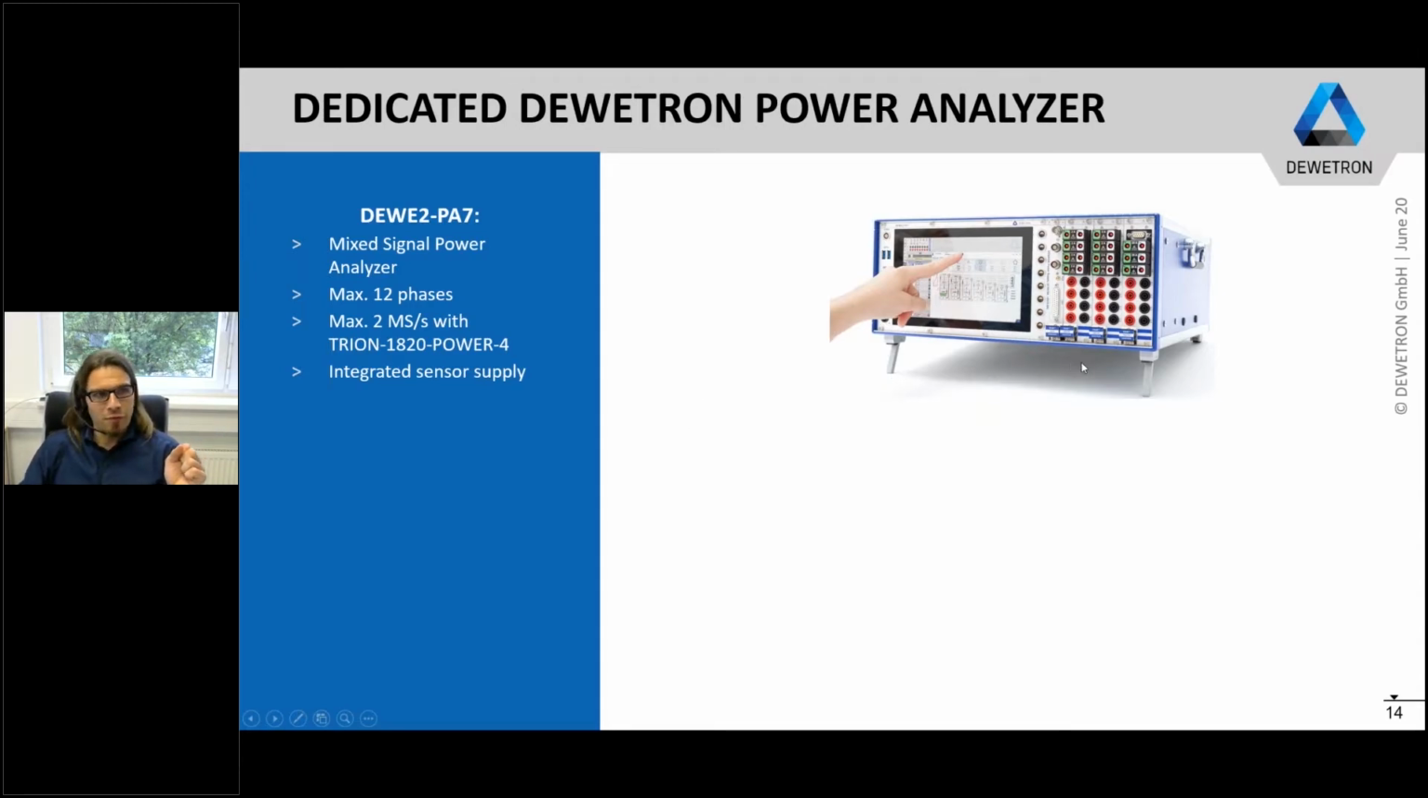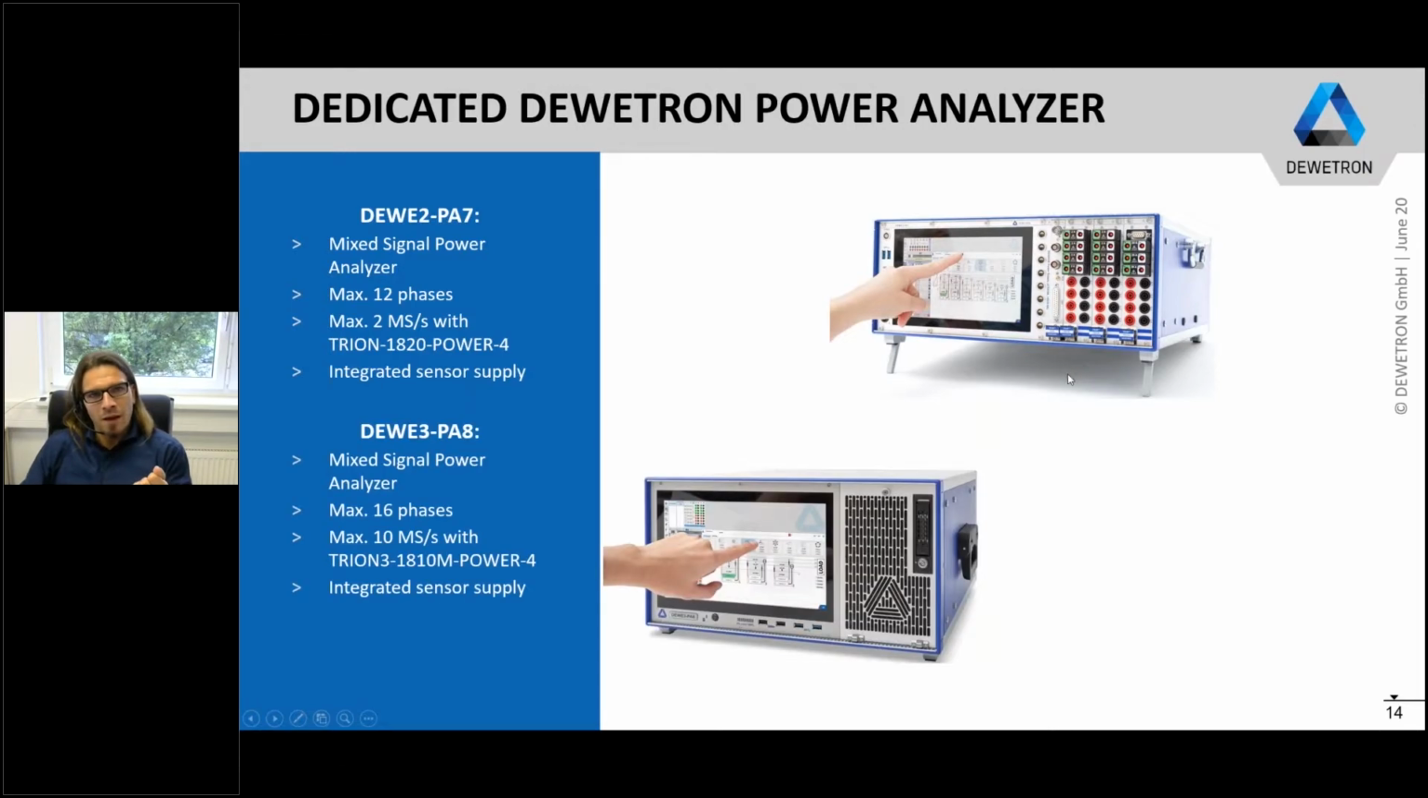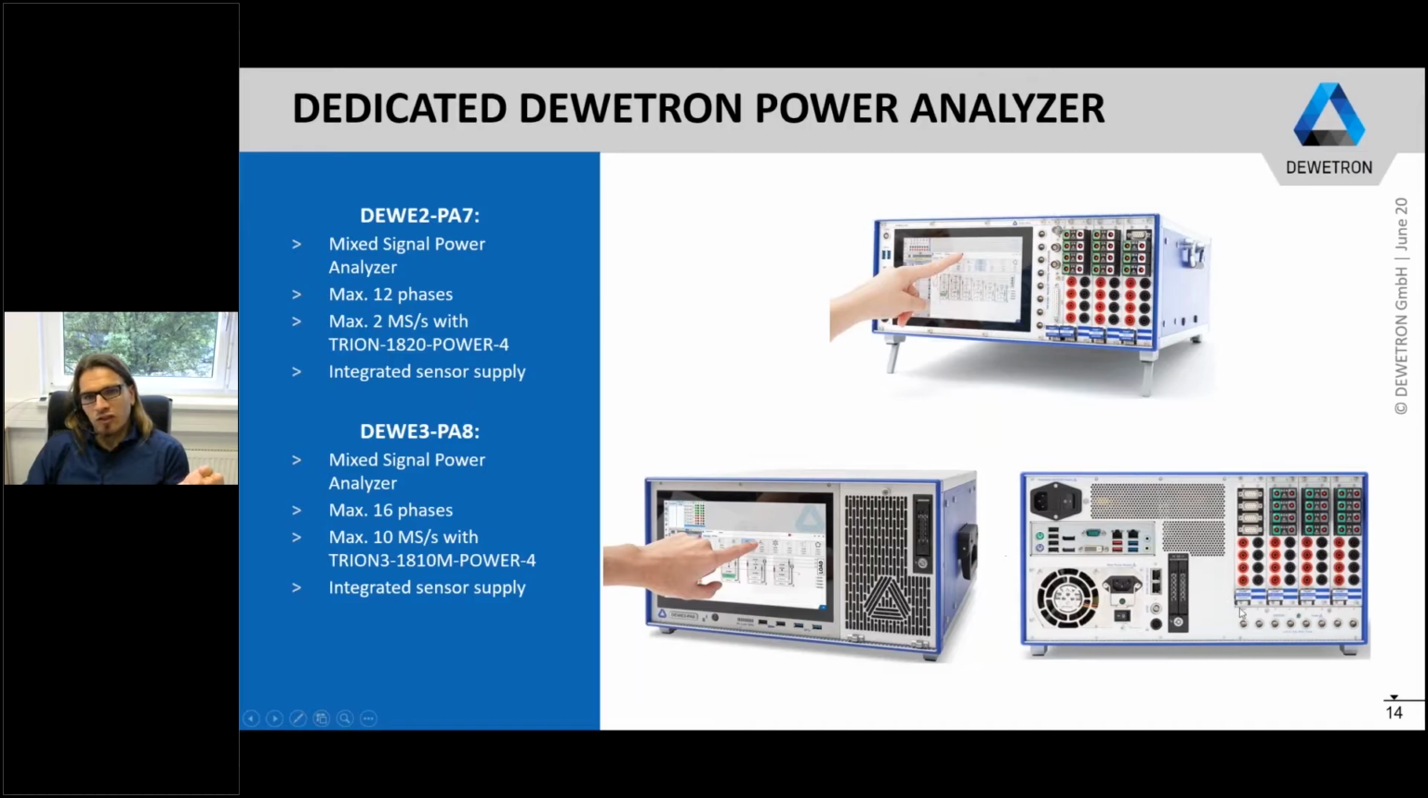If you need more than 12 phases or need higher sample rates, the second power analyzer in the portfolio is the so-called Tevatron PA8, which is also a mixed signal power analyzer. It has its input connections at the back, and you can acquire data of up to 16 phases and sample each input channel with up to 10 megasamples per second. And it also has an integrated sensor supply here at the back below the measurement board, so you also don't need a separate power supply rack for your current transducers.